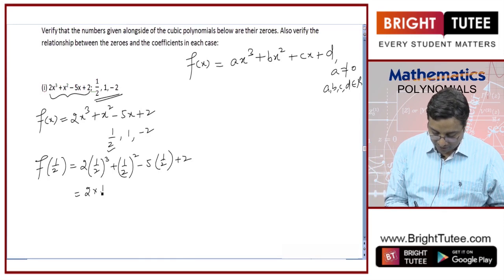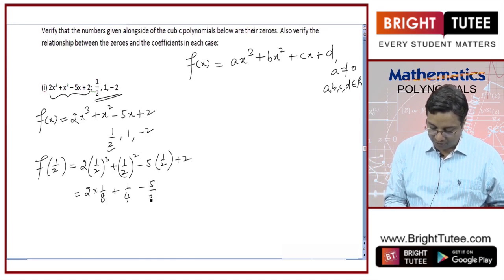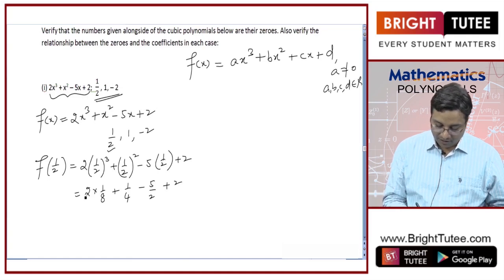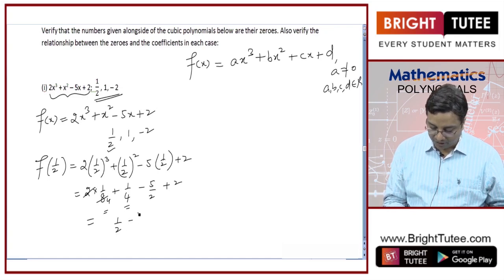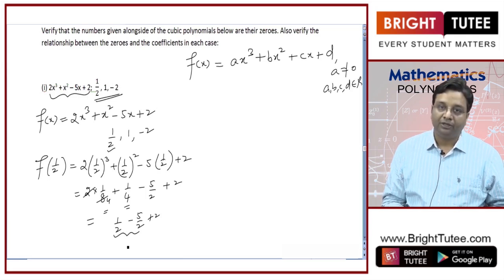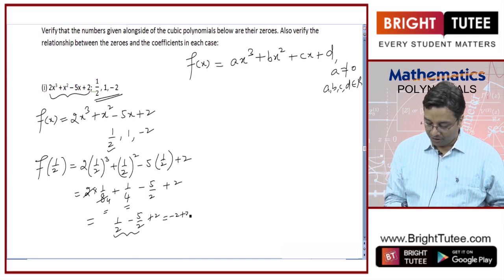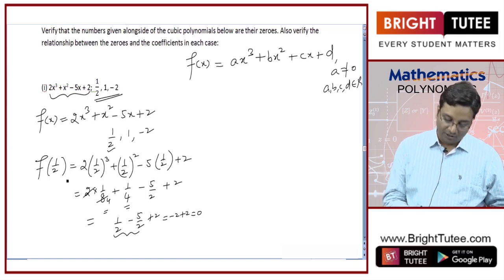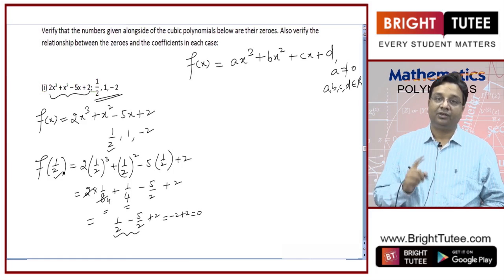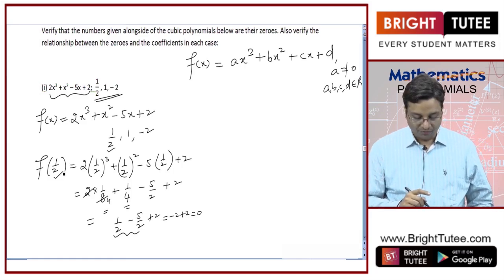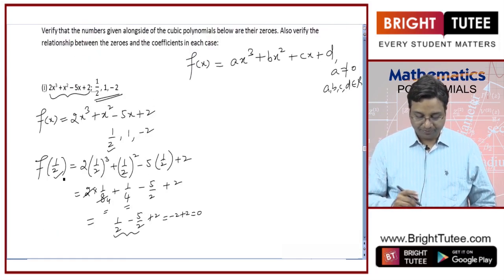2 into 1 by 8 plus 1 by 4 minus 5 by 2 plus 2. So this will become 1 by 4. 1 by 4 plus 1 by 4 will become 1 by 2 minus 5 by 2 plus 2. So 1 by 2 minus 5 by 2 is how much? Minus 4 by 2, which is equal to minus 2. So minus 2 plus 2 equals 0. So yes, we can say that 1 by 2 is a 0 of this cubic polynomial.